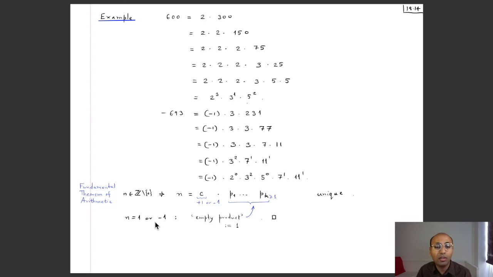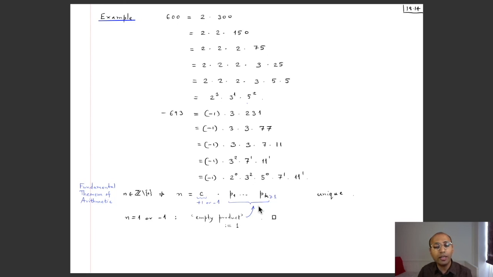So it's much slicker or more efficient to say that for all non-zero integers you can always split it like this, but of course if n is equal to plus or minus 1, then this is an empty product and then it is taken to be equal to 1, so no primes appear there then.